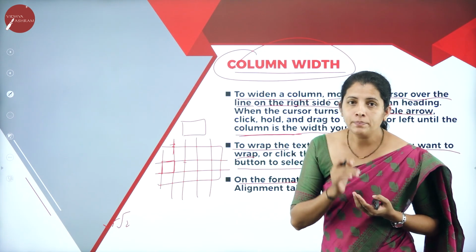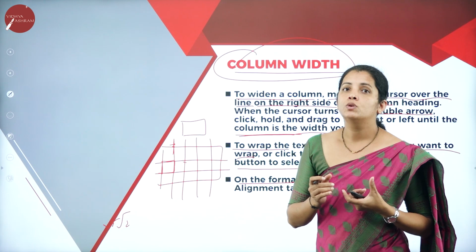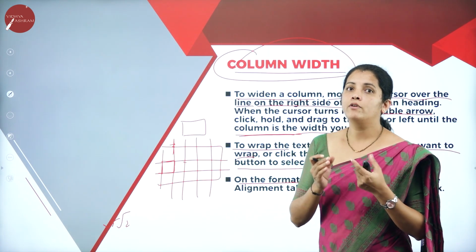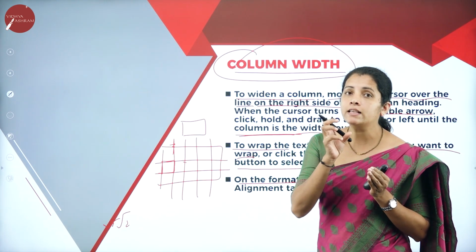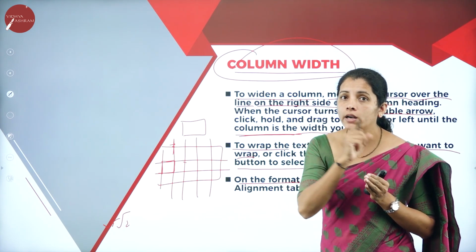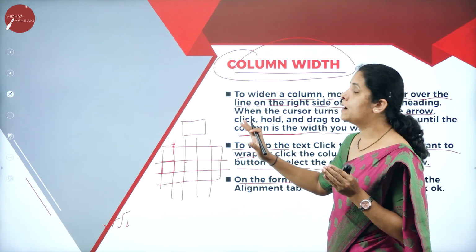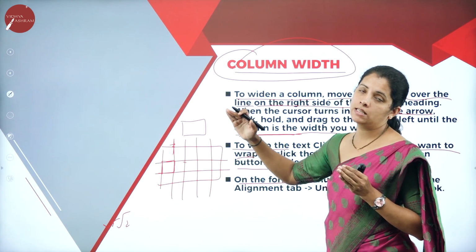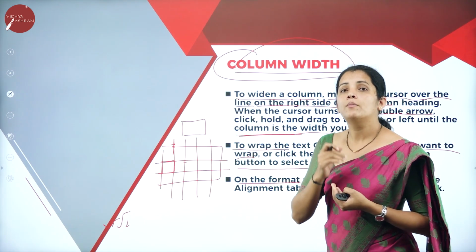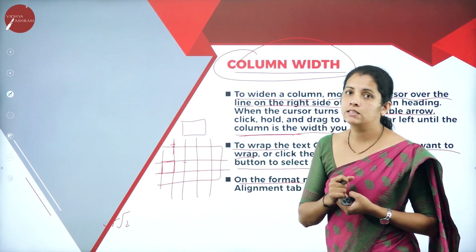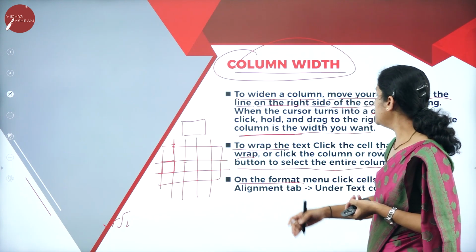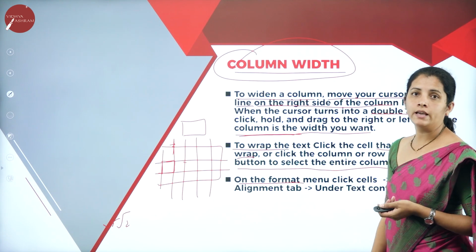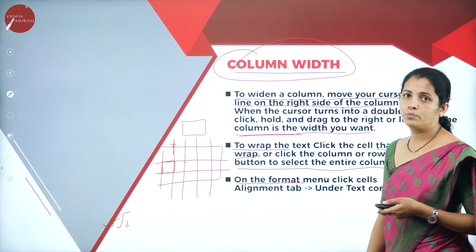Then to wrap up the text, what do I want to do? What is wrap up? That means I want to fit the text to that cell. So once again, I'm going to drag. That means I'm going to increase the cell size, or I'm going to decrease the cell size. For the alignment, once again, I'm going to have the alignment tab option.